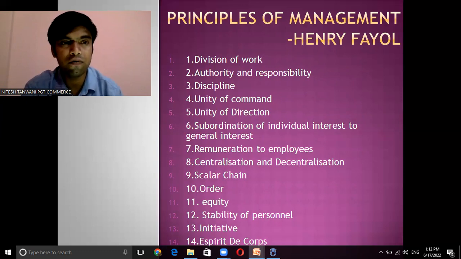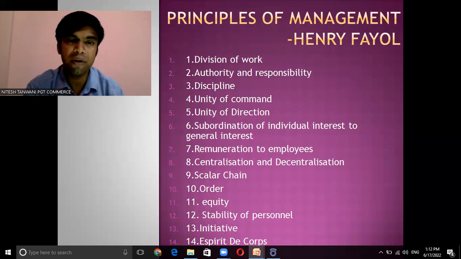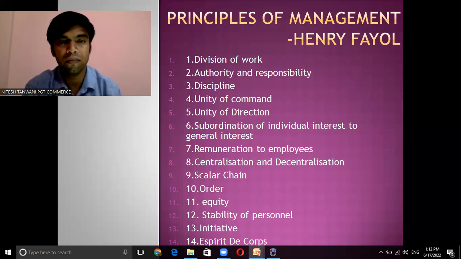Discipline. Discipline is very much required in all organizations, because all organizations are known for their discipline. So the third principle is discipline. Discipline means to work on time, to work properly, to cooperate with each other. Fourth point is unity of command. Unity of command means instructions must be given by only one superior, or we can say boss.